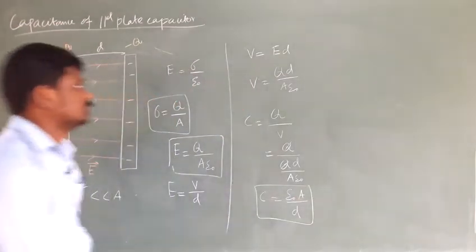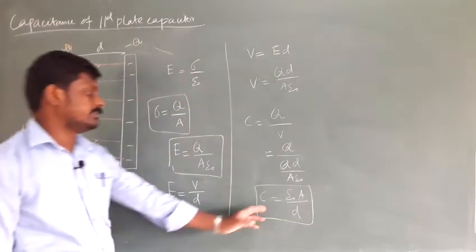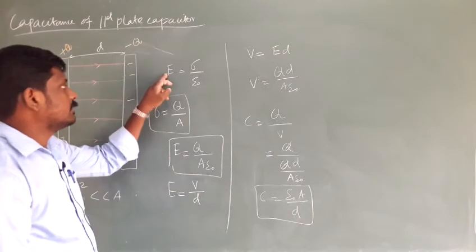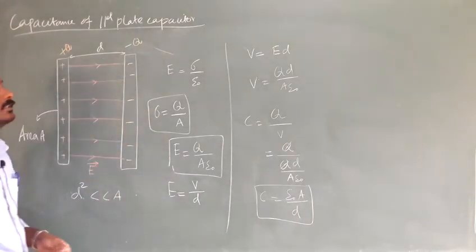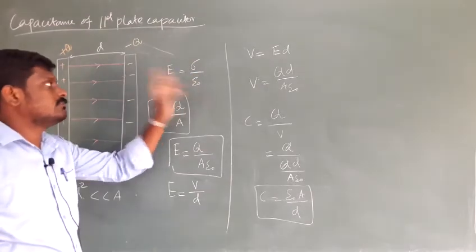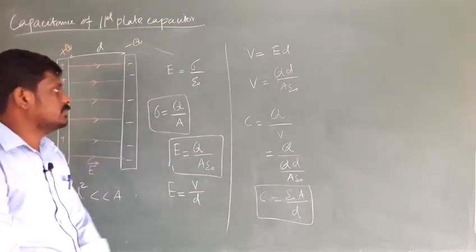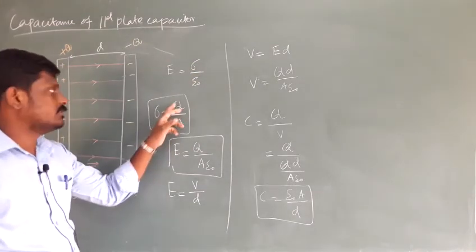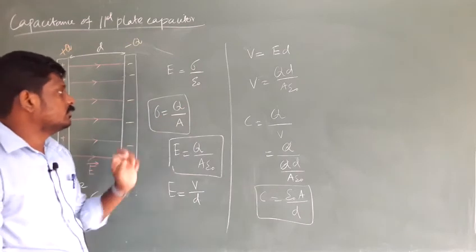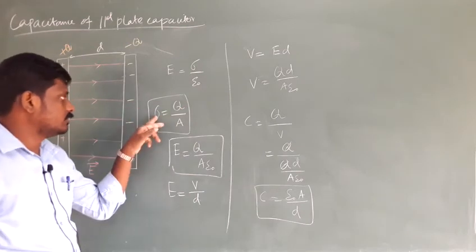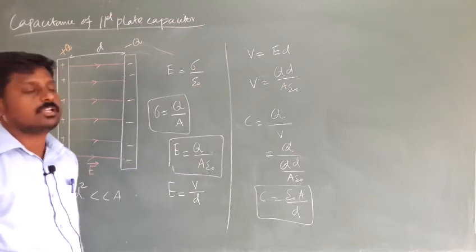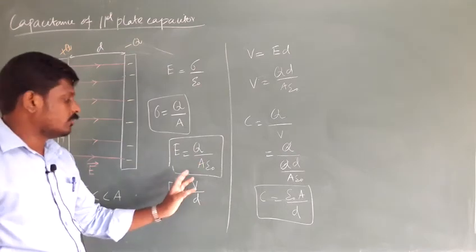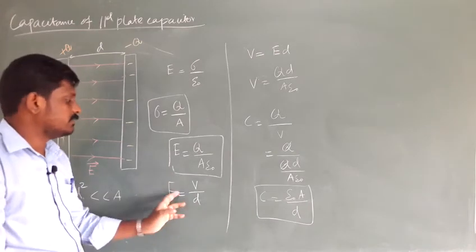Once again, let us see how we arrive at the expression C is equal to epsilon naught A by D. The electric field due to the two parallel charged plates is equal to sigma by epsilon naught. Sigma is the surface charge density, which is charge per unit area. Substituting sigma as Q by A, we get electric field E is equal to Q by A epsilon naught. Already we know electric field E is equal to potential divided by distance, E is equal to V by D.